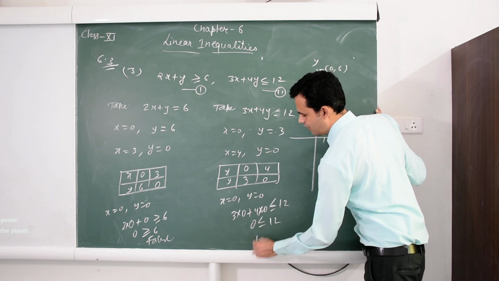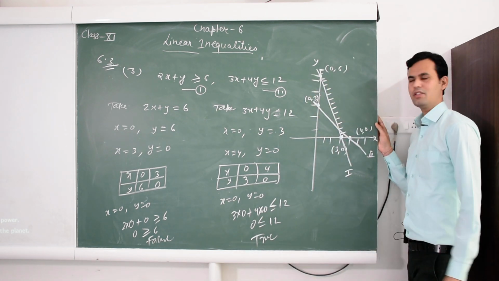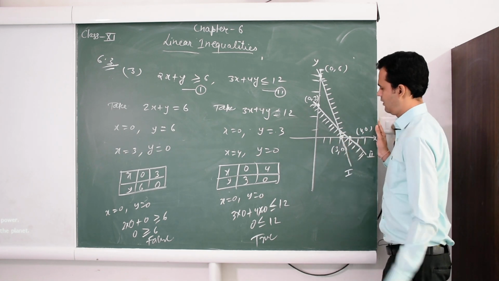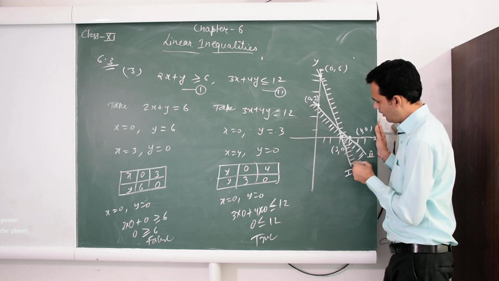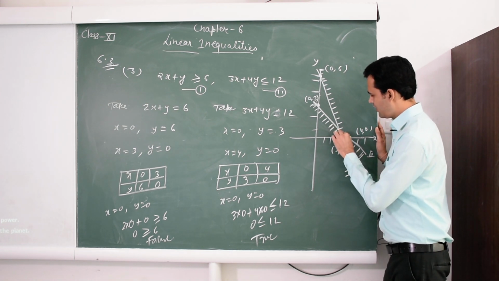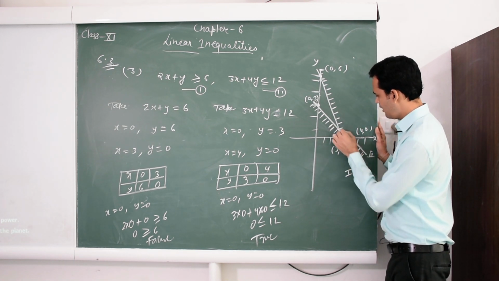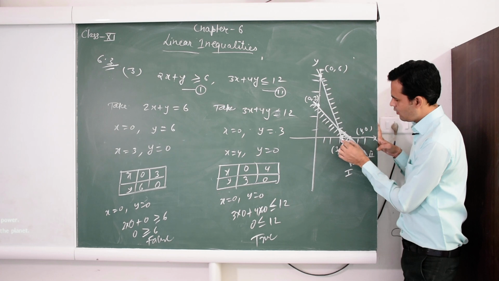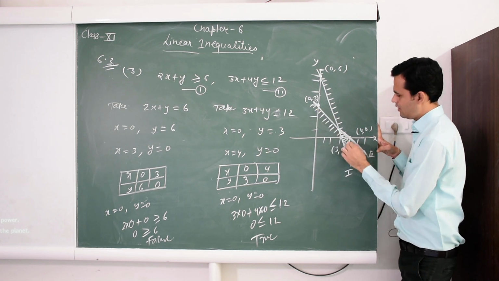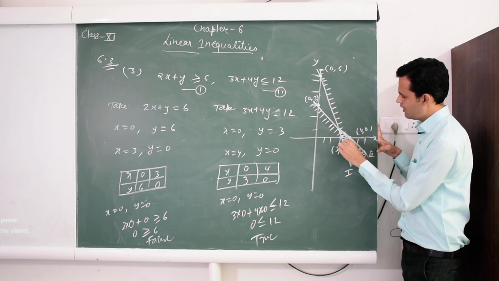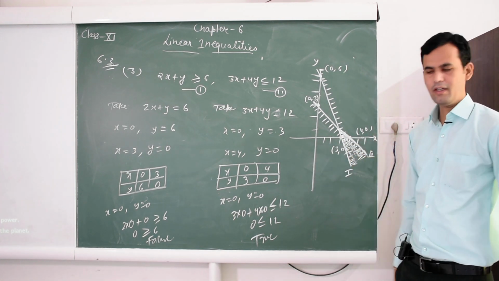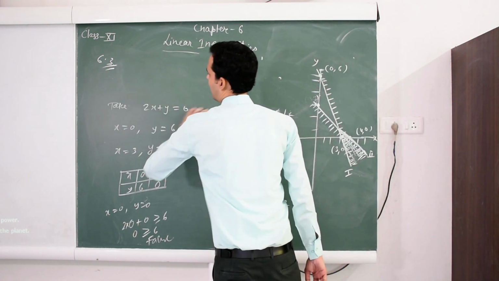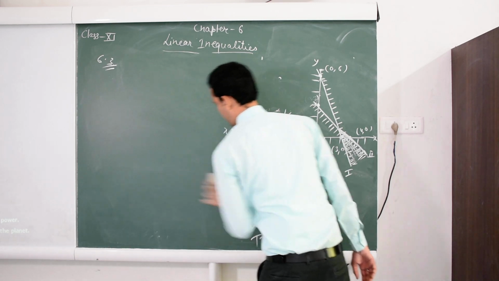So 0 less than or equal to 12, true condition, and if the condition is true, then the shaded region will be towards the origin. So the common shaded region will be this, this region is common for both. Why? Because for the first equation the common region is this, and for the second the common region is this. So the common portion is this. This type of question is in exercise 6.3. Now we take another question from this exercise.